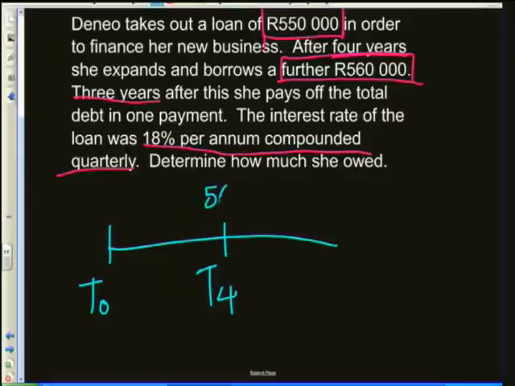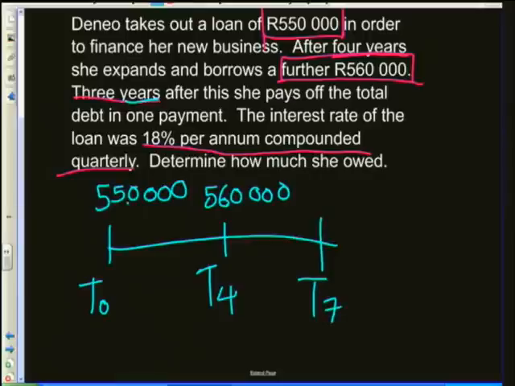So she borrows 550,000 at first. After 4 years, she borrows another 560,000. Then 3 years after this, she pays it off. So at T7, after 7 years, that's how long she has this money with her. So we need to find out how much money she'll owe there.